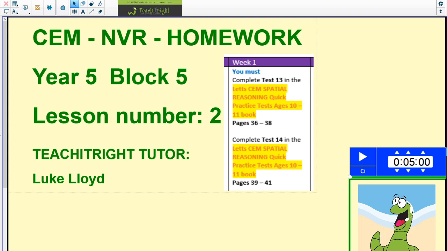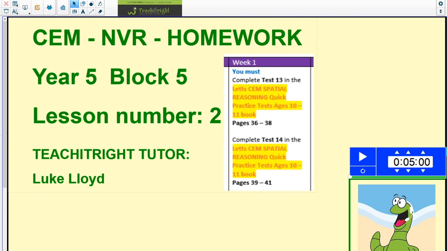So today we're going to be looking at the CEM non-verbal reasoning homework, and you can see that here in the top right. It's the week 1 homework and it's the you must, so we're looking at tests 13 and tests 14. And again, to be watching this video you should be in year 5, block 5, and this is really the homework that corresponds to lesson number 2.